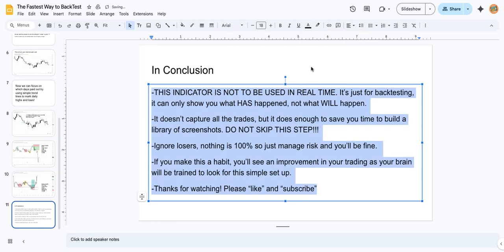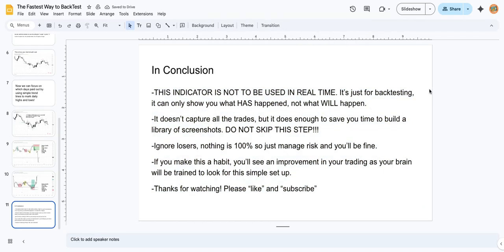All right. So here's the deal. This indicator is not to be used in real time. Don't pop this on a chart thinking, okay, now I can find some good trades. No, the only point of this indicator is to show you what has happened. It's not going to show you what will happen. You have to be able to identify your trading setup in real time. This is just to help you program your mind to be able to recognize when it may happen. Again, it won't capture all the trades, but it points to enough days to have you build a good library. So please do not skip this step.